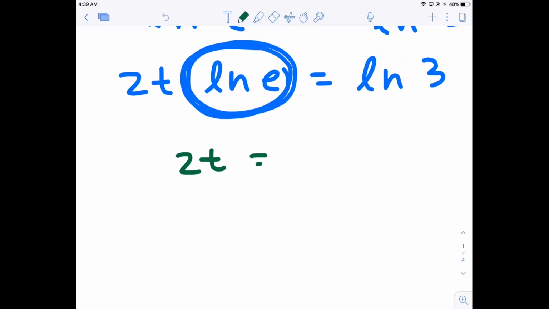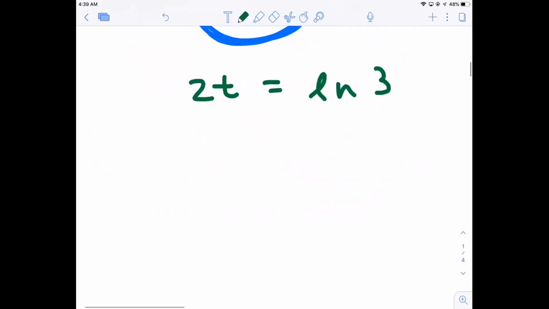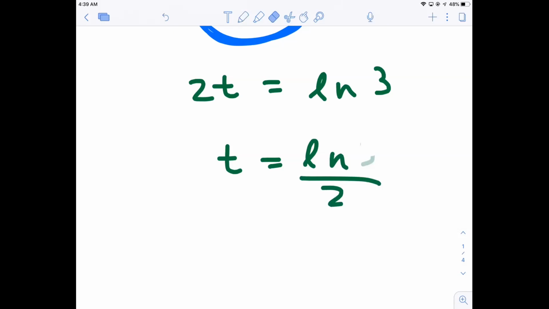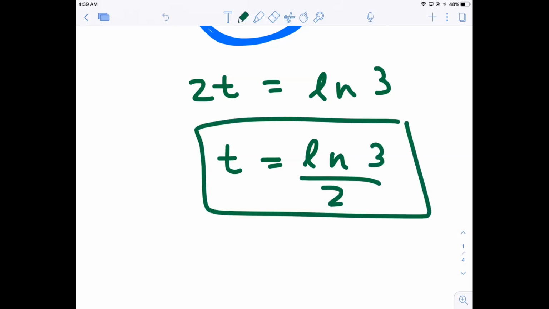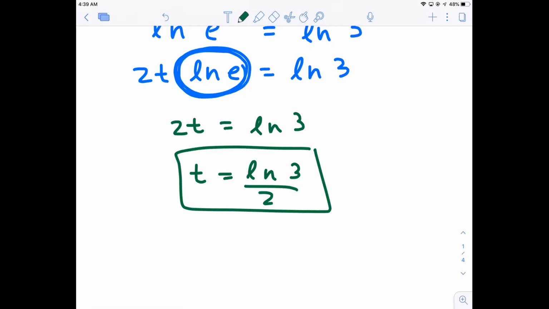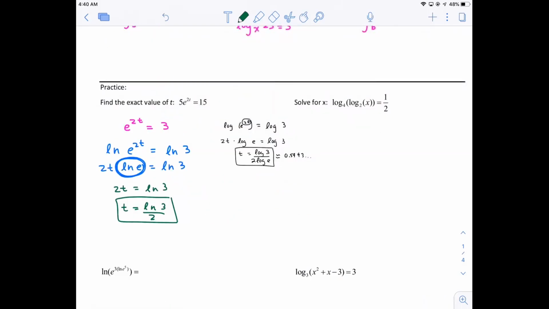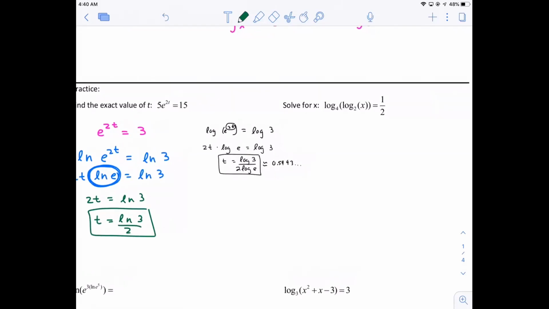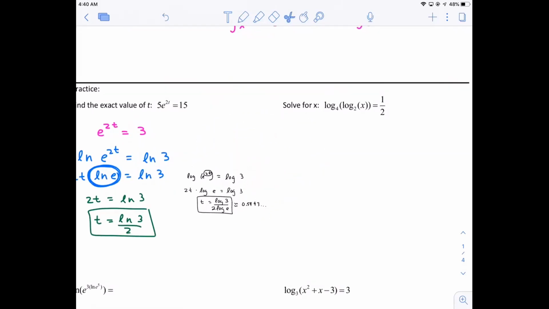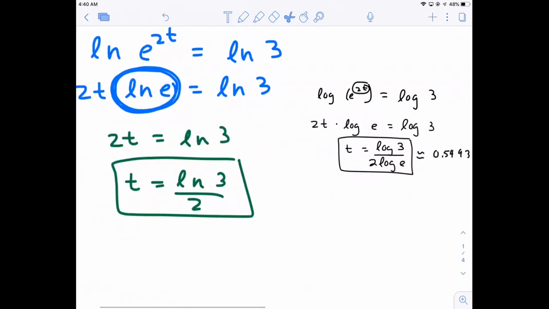Right? So it becomes 2t equals the natural log of 3. So t equals the natural log of 3 divided by 2. And if you want to confirm, you can type that into your calculator too, and you will see it's the same thing as what we found before. Natural log of 3 divided by 2. Yes, also 0.54930, etc. Right? So both were acceptable, but this version is a lot cleaner and a lot nicer looking.